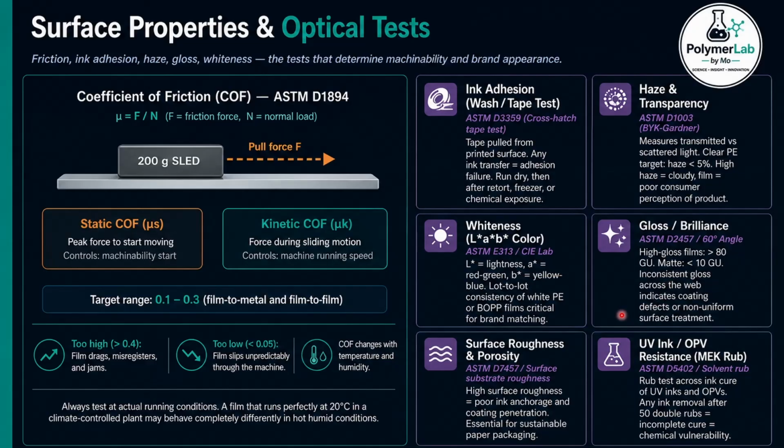Gloss is a reflection metric. High gloss films above 80 gloss units at 60 degrees look premium and crisp. Matte films below 10 gloss units give a sophisticated, artisanal look. Inconsistent gloss across the web surface is the most common indicator of uneven coating application or non-uniform corona treatment.